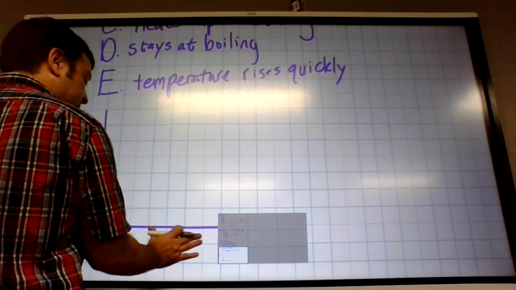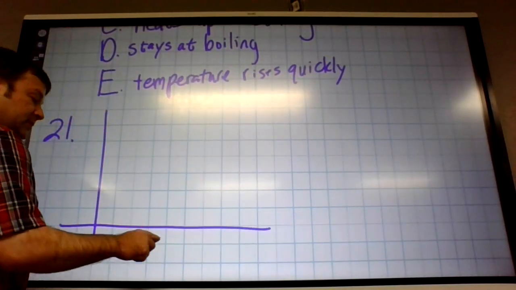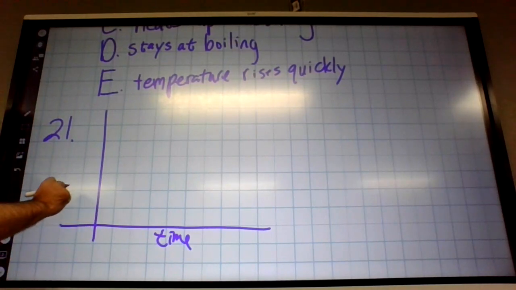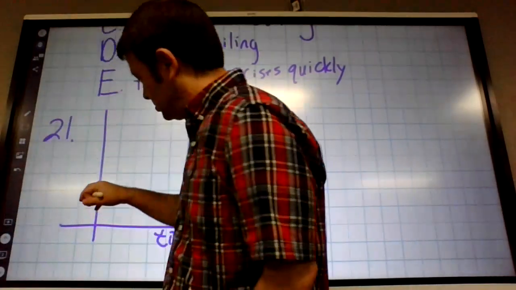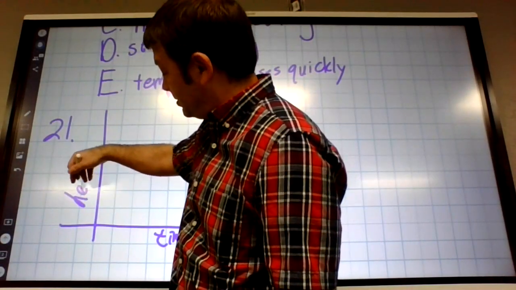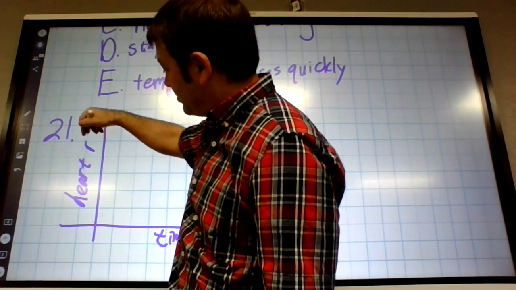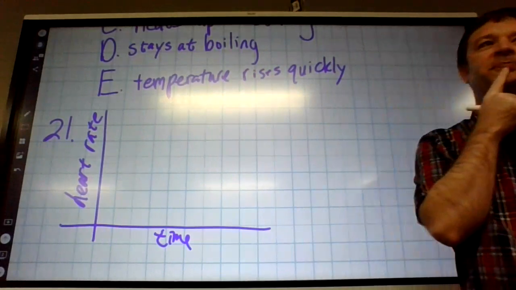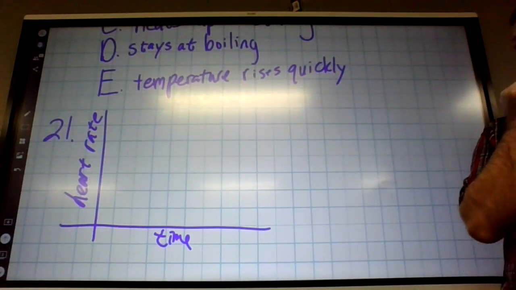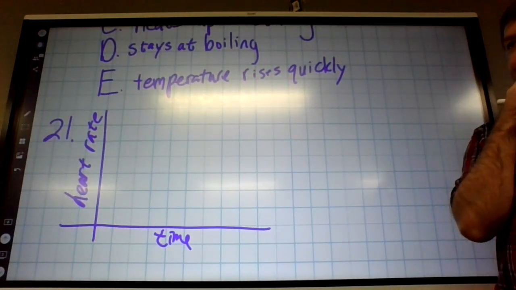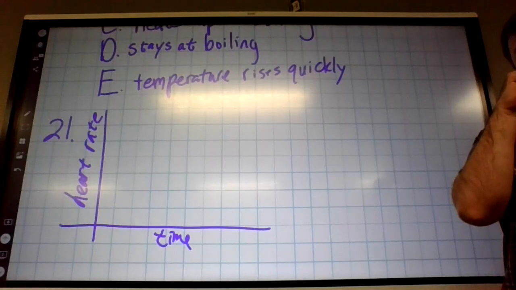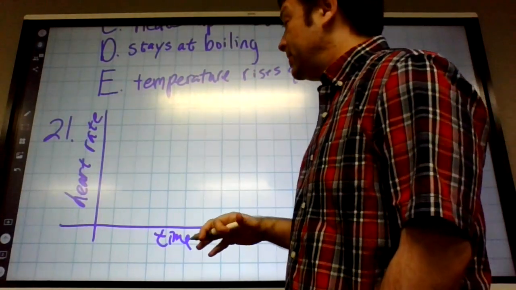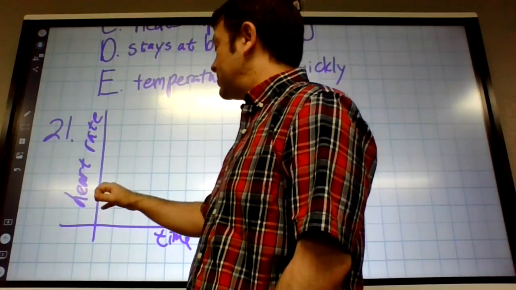So what's the x-axis going to represent? Time. And what's the y-axis represent? Heart rate. You guys know what a resting heart rate is? Maybe 70 or 65 or something like that. Okay, so he starts off mowing.